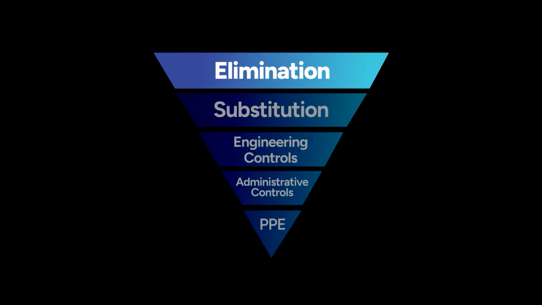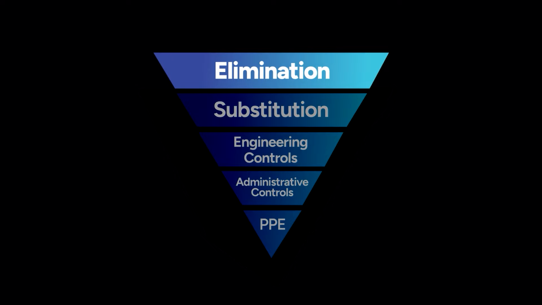At the top of the hierarchy is elimination. Simply put, if a risk can be completely removed, there's no hazard to worry about. You've eliminated it. It's the most effective form of hazard control because it completely eradicates the risk. But elimination isn't always possible.